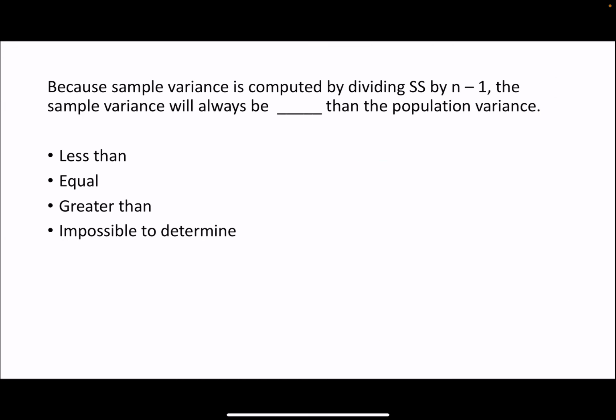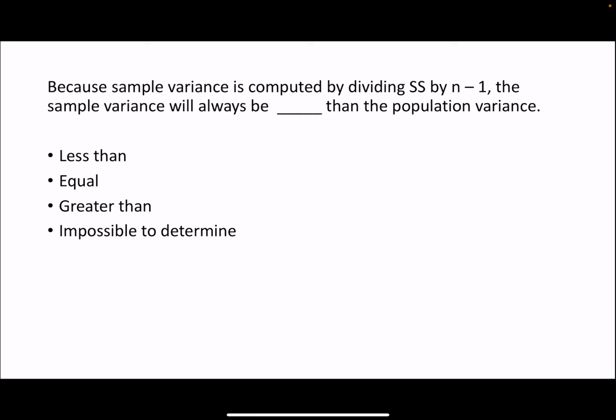Okay guys, in this video we're just going to go over a few of the most missed questions from exam 2. We're going to start off with: the sample variance is computed by dividing the sum of squares, or SS, by n minus 1. The sample variance will always be blank than the population variance. So to start this out, let's talk about the differences between the sample variance and the population variance.